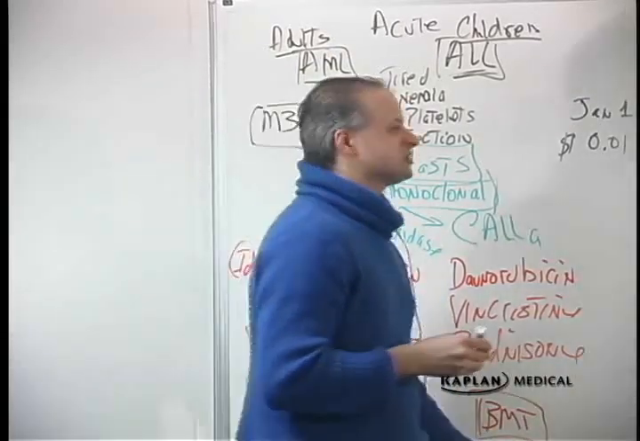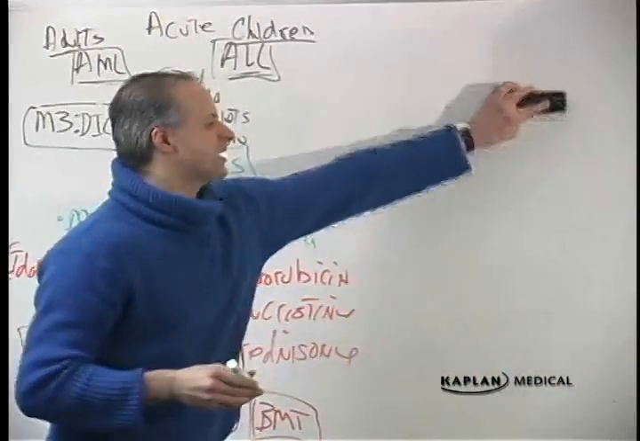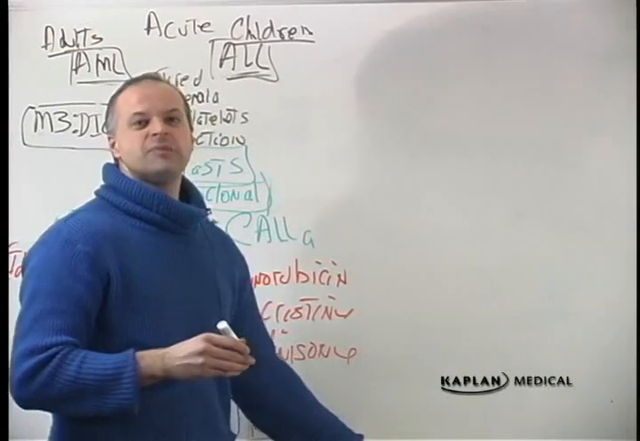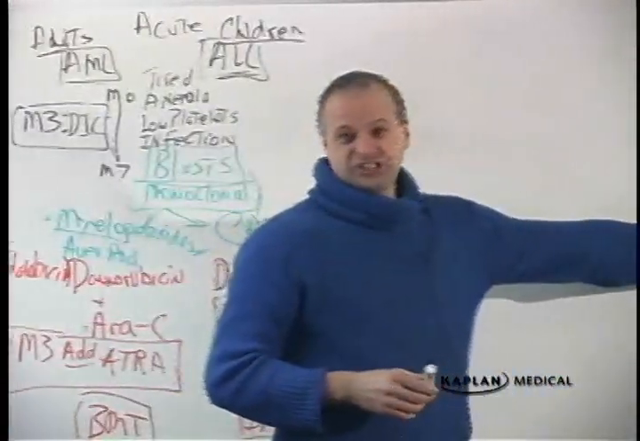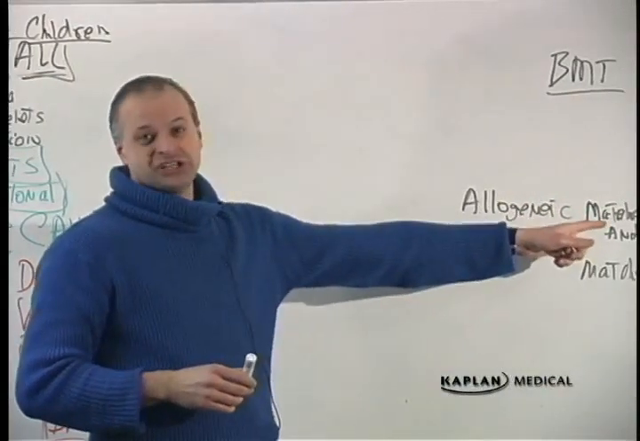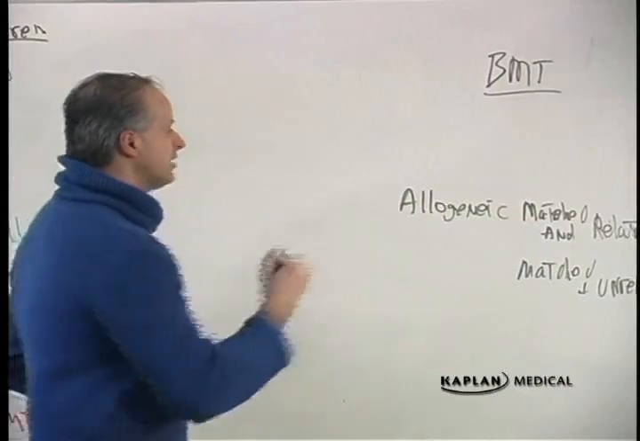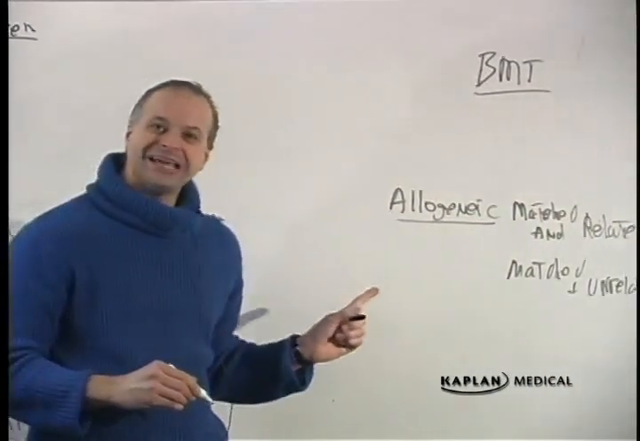So who gets transplanted in first remission? People who have cytogenetic markers that say, look, I know that 20% chance of relapse and mortality is a disaster, but it's better than the 90% chance of death. Now, allogeneic means you take someone else's marrow and put it into yours.